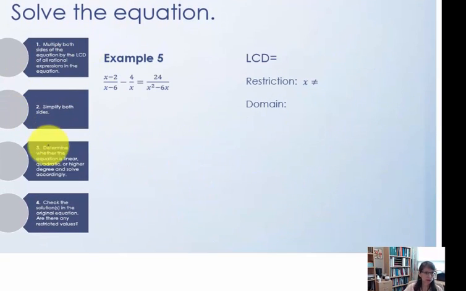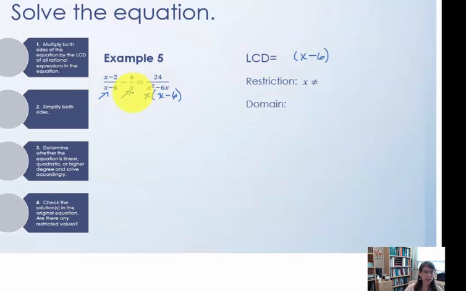For example 5, we have x minus 2 over x minus 6, and we're subtracting 4 divided by x, and that equals 24 divided by x squared minus 6x. So I'm going to look at each denominator. This quantity of x minus 6 is factored. Here's a factor of x all by itself, so that's factored. But this last denominator looks like there's at least a greatest common factor of x, and that would leave quantity of x minus 6. So our lowest common denominator, we have a quantity of x minus 6.